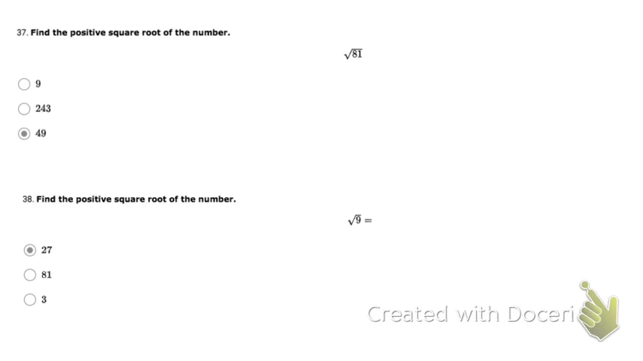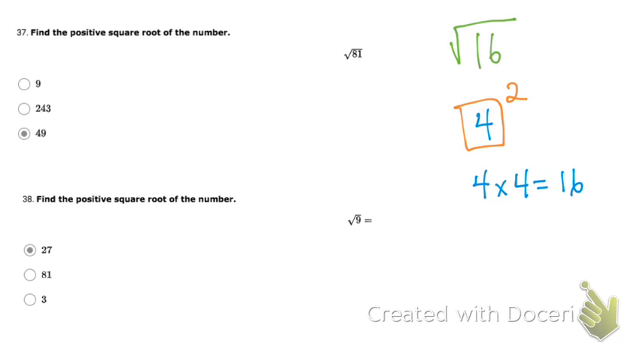Square root. There should be a button on your calculator, or your online calculator, that has the square root symbol. You press that, then put the number in, and then press equals. What square root is saying is: what number is being squared to give you 16? In this case, it's 4, because 4 times 4 is 16.